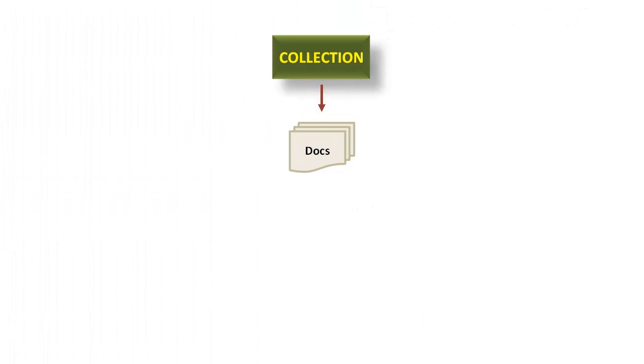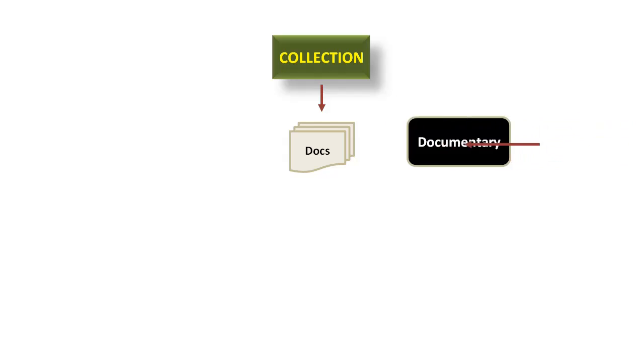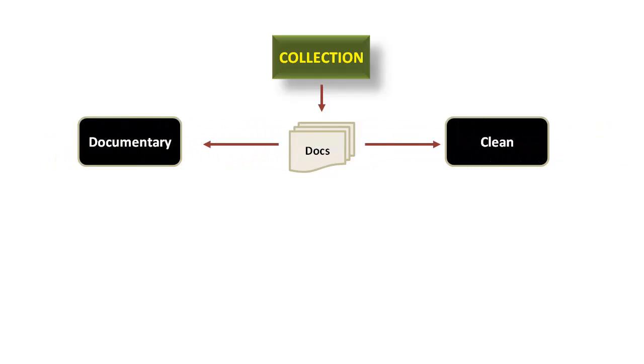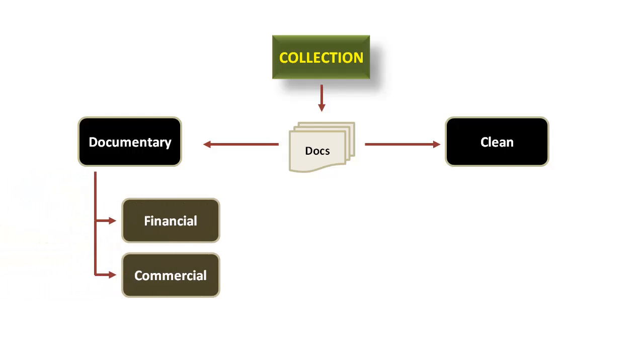There are two types of collection. One is documentary collection and second is clean collection. Documentary collection consists of two types of document. One is financial documents and the other is commercial documents. Clean collection, on the other hand, only consists of one type of document, that is financial document.